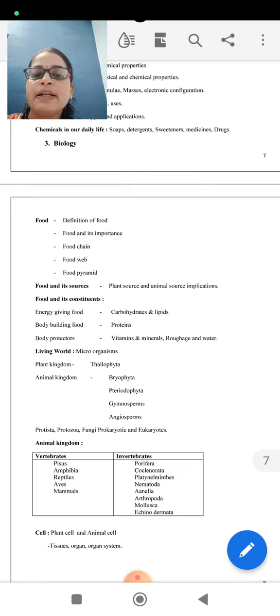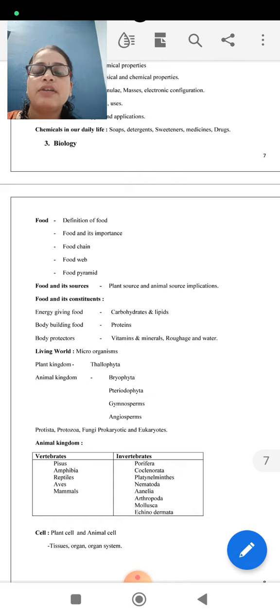Next one is body building food, that is proteins. They help to build up the body, so they are called body building foods. Next one is the body protectors. These vitamins, minerals, roughages, and water protect the body from the outside world, I mean the fungi and bacteria. They protect the body from outside living beings, that is bacteria and fungus. They will protect our body.